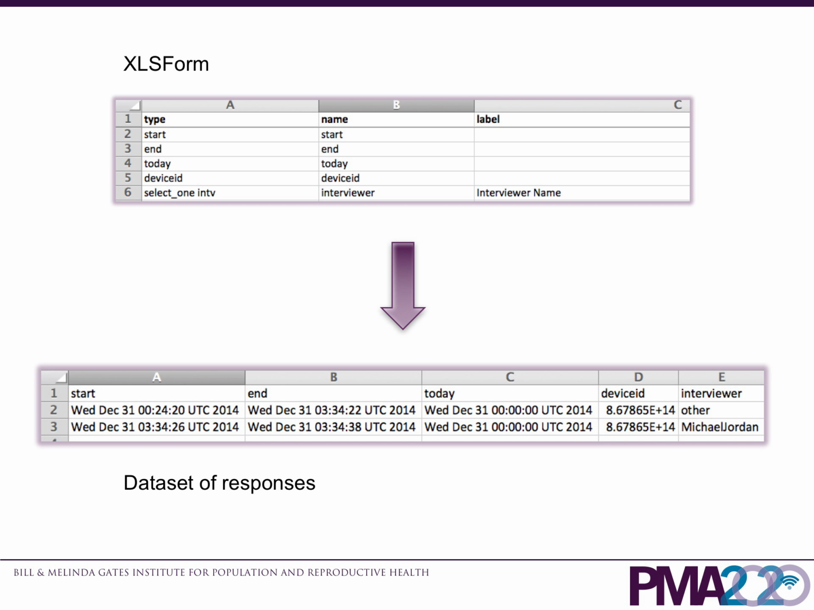The names that you choose in your XLS form will become the column names of the dataset that's received from the server. Here's an example where we see the names of an XLS form become the column headers for the dataset that's received from the server. The names start, end, today, device ID, and interviewer become the headers in the dataset. And we see that there are two submissions for this dataset.